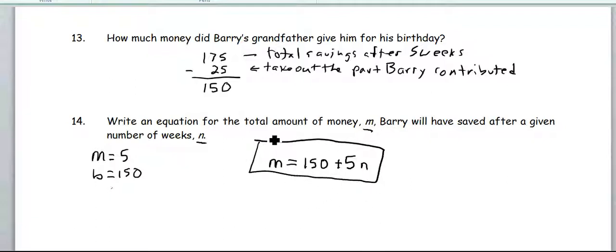We can use this to find any number of things. After so many weeks, how much money does he have? If he has this much money, how many weeks did he have to save? Well, good luck, and get on with slope.